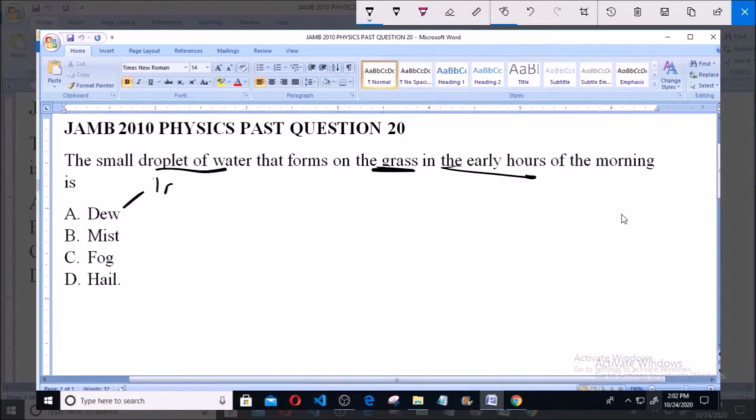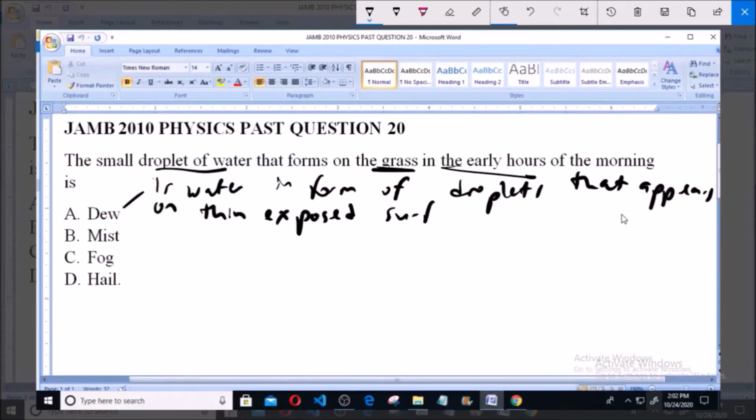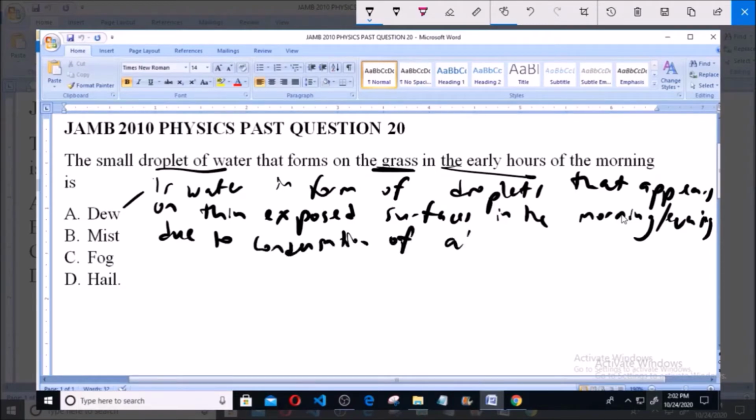Now dew is water in the form of droplets that appears on thin exposed surfaces in the morning or sometimes in the evening, in rare cases in the evening, due to condensation of atmospheric moisture. So that is dew.